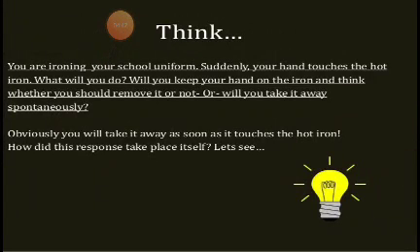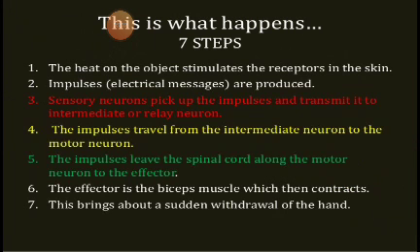If you are ironing your school uniform and suddenly touch the hot iron, what will you do? Will you keep your hand on the iron and think about whether you should remove it or not, or will you take it away spontaneously? These are the responses that take place when you unknowingly touch a hot object like a pressure pan or the iron. The heat on the object is a stimulus to the receptors in the skin.